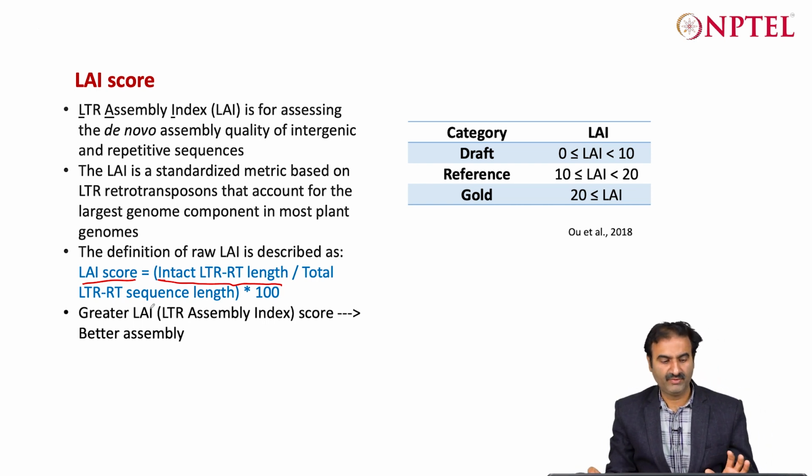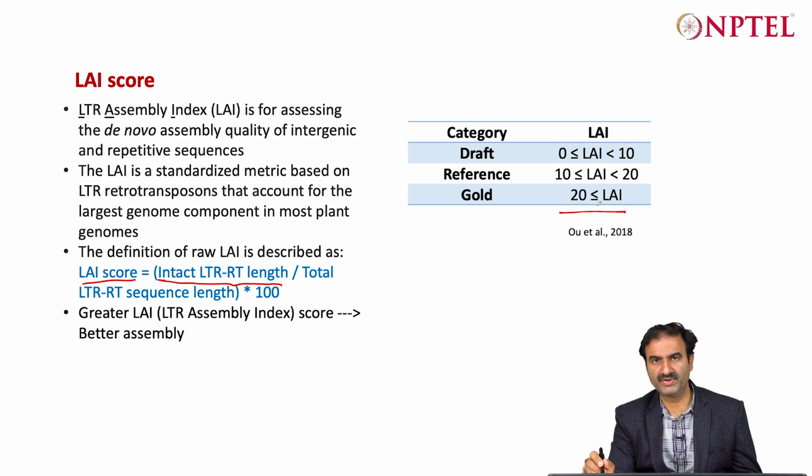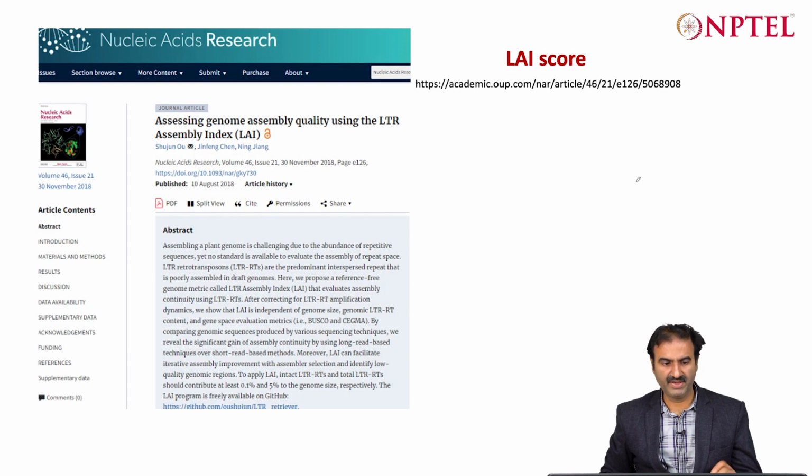So this will tell you the percent score of the LTR retrotransposons that you have found in the genome. The higher this value, the better it is. Gold will be more than 20, a draft assembly will be in the 0 to 10 range, and a reference quality will have a 10 to 20 LAI score. So this is reported for the assembly quality of a plant genome, and this paper came in NAR, and it is also commonly used.